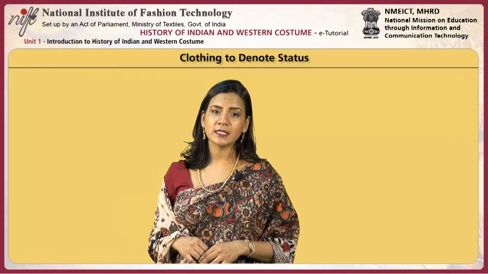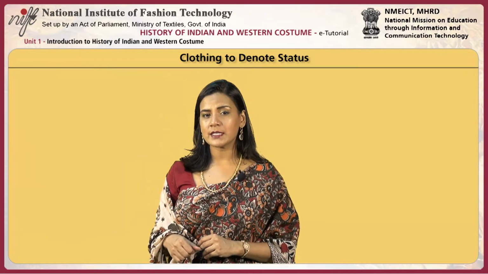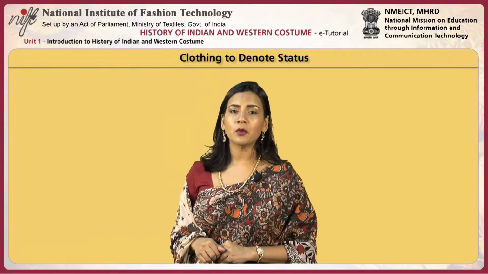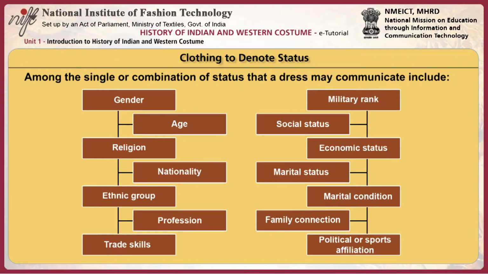Dress as a symbol of status arguably developed at a later phase. Conveying status through dress can be so complex and subtle that to recognize its meaning usually requires special training from the earliest age within a society. Among the single or combination of statuses that a dress may communicate include gender, age, religion, nationality, ethnic group, profession, trade skills, military rank, social status, economic status, marital condition, family connection, and political or sports affiliation.